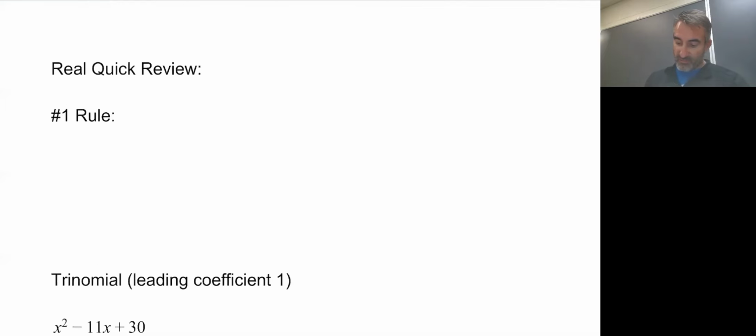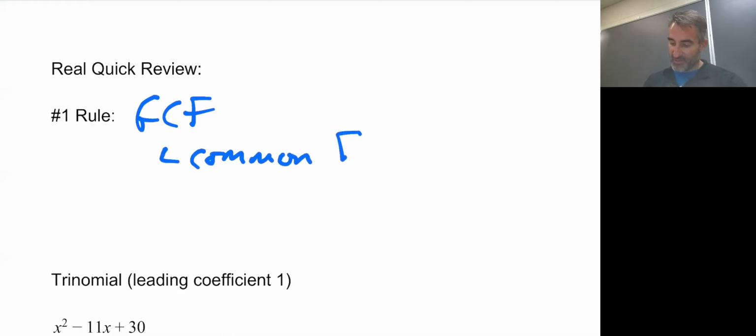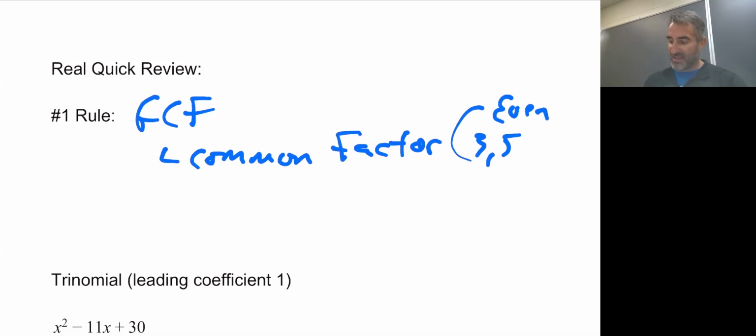Okay, so real quick review. Number one rule in factoring is GCF. Always look for common factors with the numbers. So, even? Are they divisible by 3, 5? Those are the main ones: 2, 3, 5. Okay. Sometimes 4, yes.